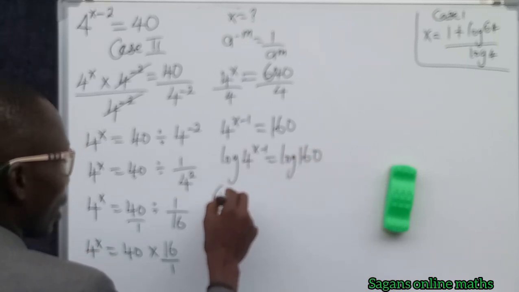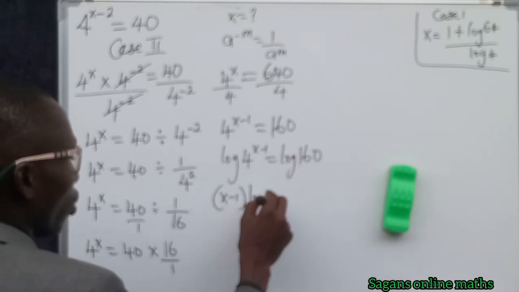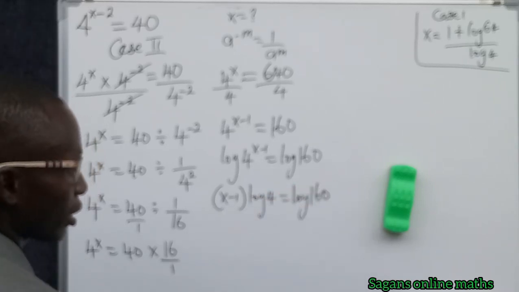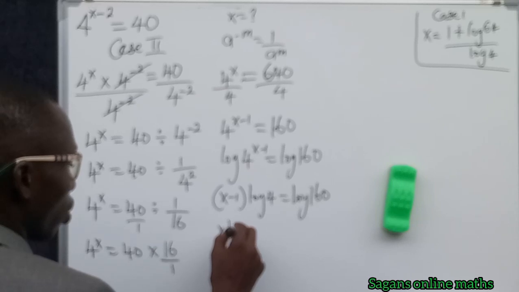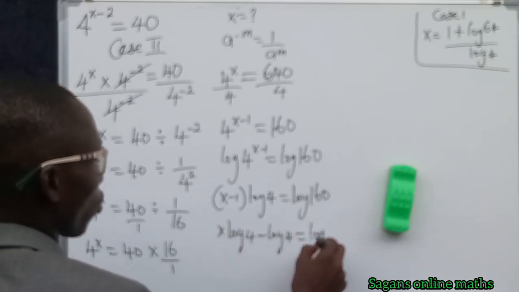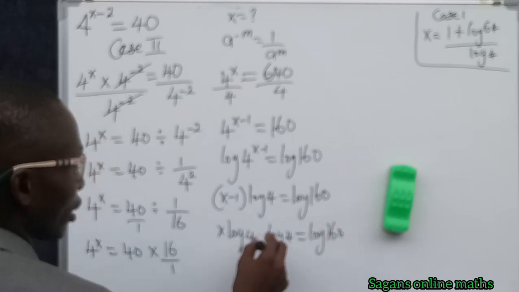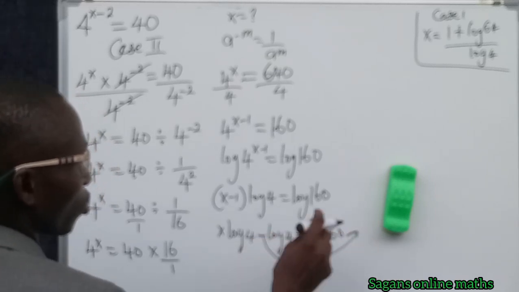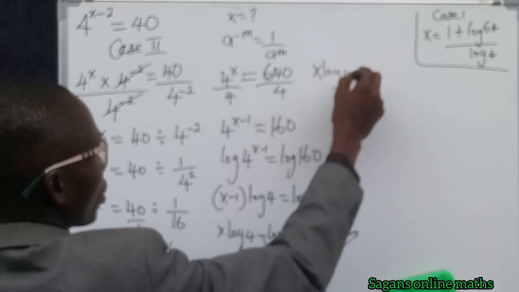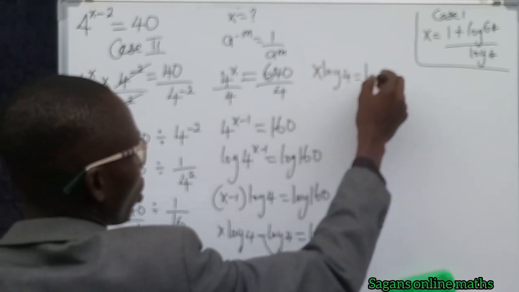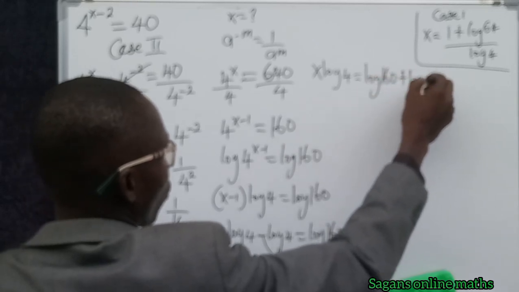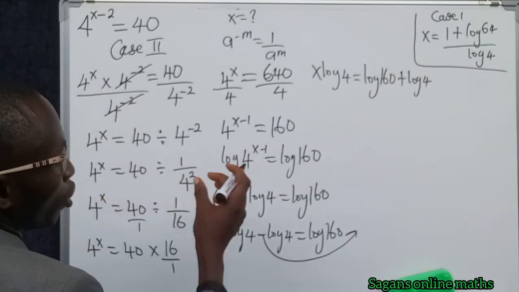So this is x minus 1 multiplied by log 4 is equals to log 160. So you become x log 4 minus log 4 equals to log 160. Let's transfer this here. You see that we're going to have x log 4 is equals to log 160, plus log 4. Alright, we can do something interesting here.